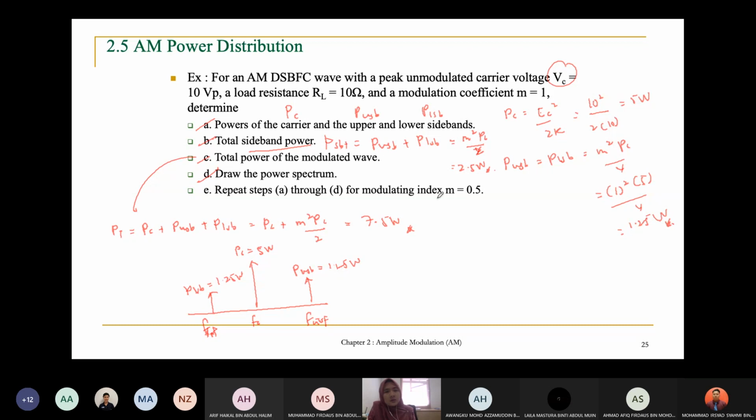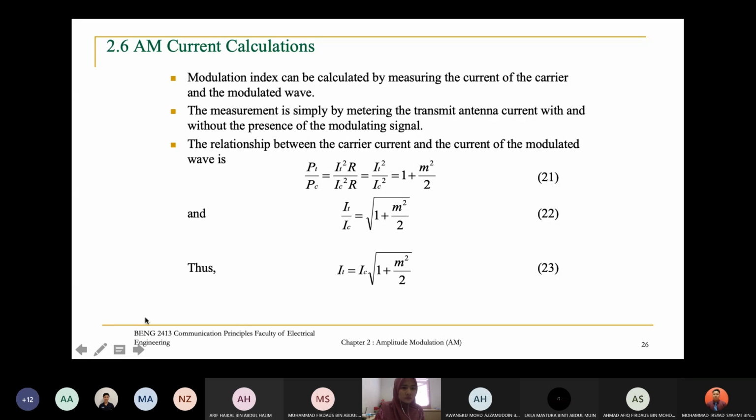So what about the current? We can also calculate the AM current. The relationship between the carrier current and the current of the modulated wave can be defined like this: PT divided by PC, because you want to look at the relationship between the carrier current and the current of the modulated wave. You know that P equals I squared R, so PT equals IT squared R, while PC equals IC squared R. The R cancels, so you get IT squared divided by IC squared.